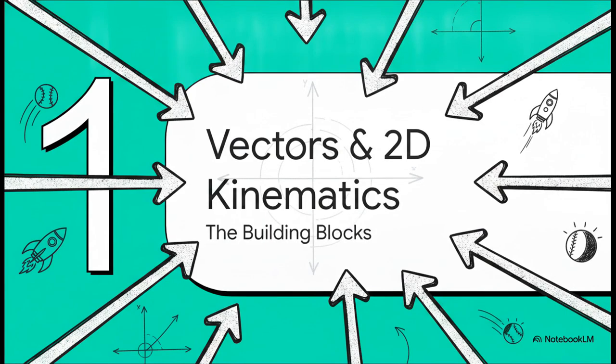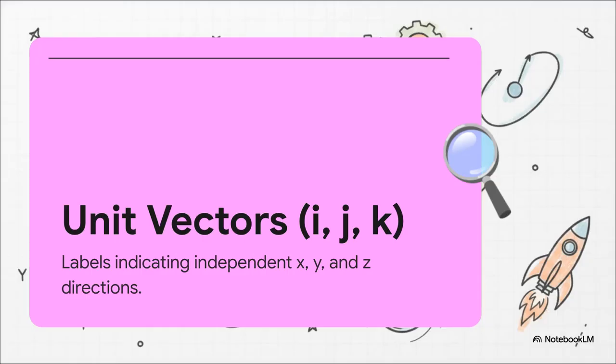Section 1. Vectors and 2D kinematics. All right, so far in your physics journey, you've likely been dealing with objects moving in a straight line, right? Forward, backward, up, or down. But the real world doesn't just happen on a tightrope. It happens on flat planes and in three-dimensional space.